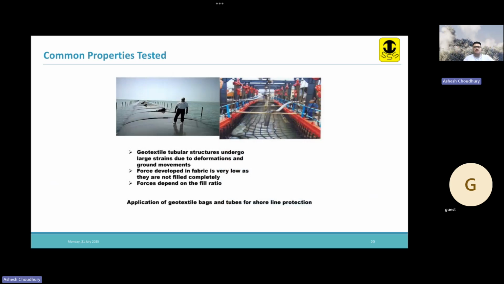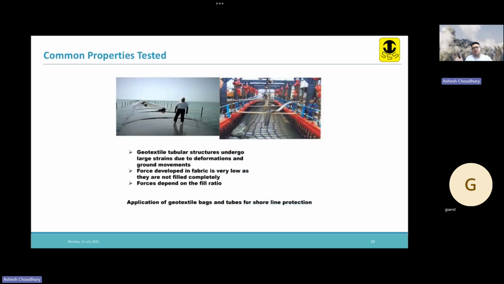So the large tubes, like this man is standing over one of the tubes, right? You can see these are large tube-like structures that are placed on the shoreline to save the coastline. Geotextile tubular structures undergo large strains due to deformations and ground movements. Pore pressures developed in the fabric are very low as they are not completely filled. So generally, we do not fill up these tubes completely.